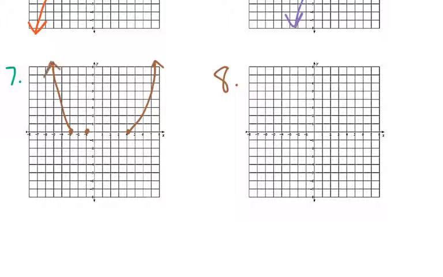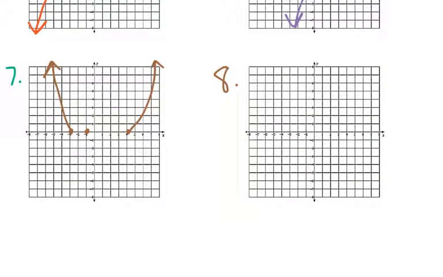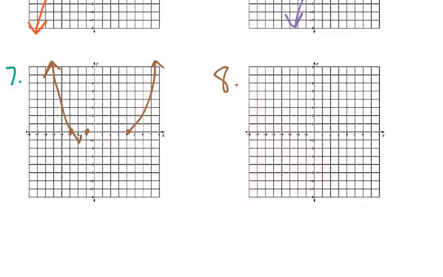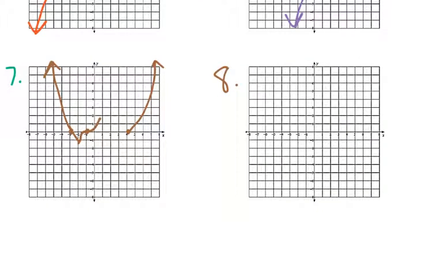From negative 3, it's going to be going up. Now negative 3 is 1, so it's going to cross. Negative 1 is 3, so it's going to cross a little flatter. And then at 4, it's 2, so it's going to bounce. So it comes back down and bounces back up. So something like this.